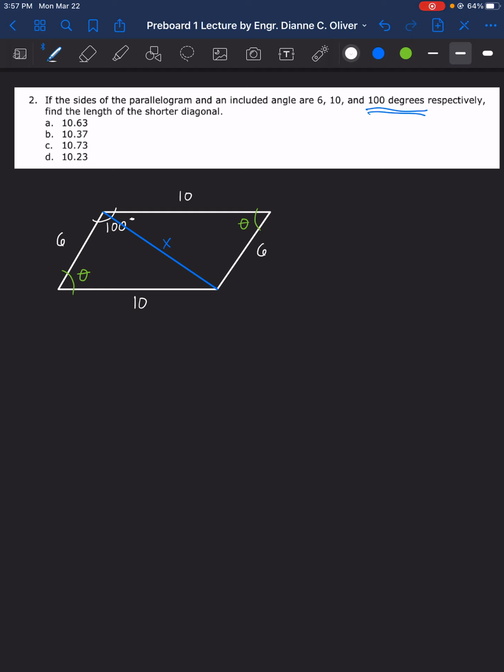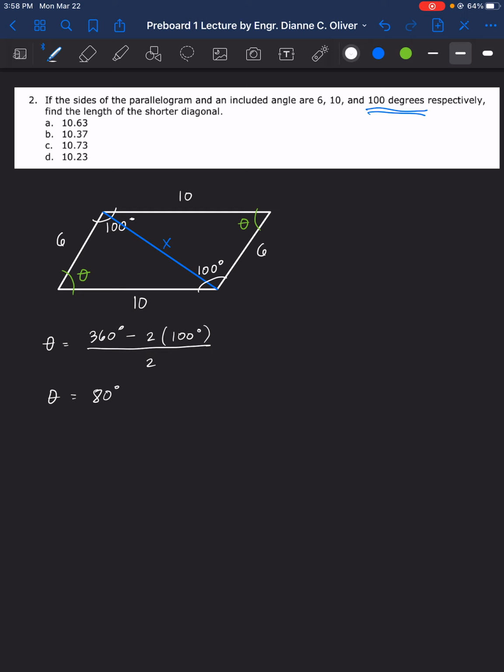Actually, we can already find theta because this is a parallelogram, meaning this angle here is also 100, then theta, theta. Therefore, the value of theta will be 360 degrees minus twice of 100 degrees, divided by 2. So theta is equal to 80 degrees. That's correct, it's less than 90 degrees.